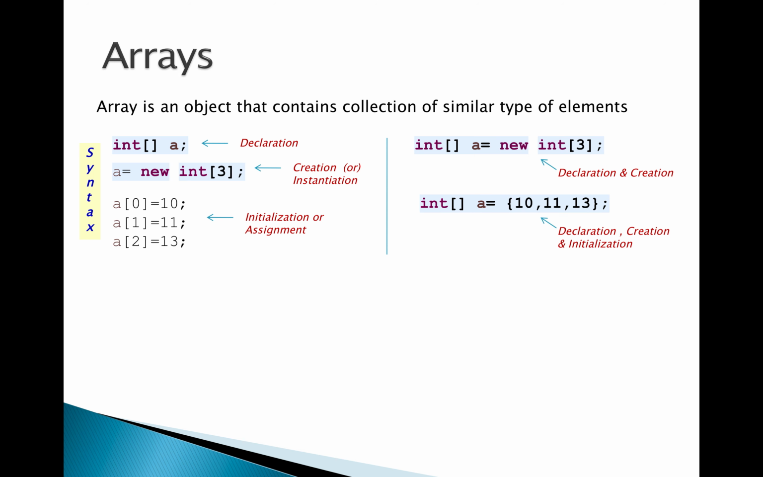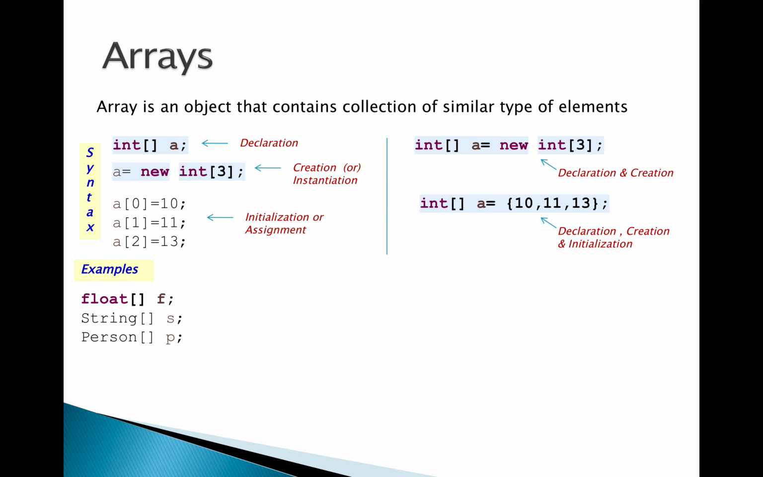Another way to declare, create and initialize in one step is like this. You don't need to put new; it is created automatically if you put curly braces and then define the elements. If I already know the 3 elements with which I'm going to create the array, I can put it together as int[] a = {elements}. This creates an array with 3 memory locations.